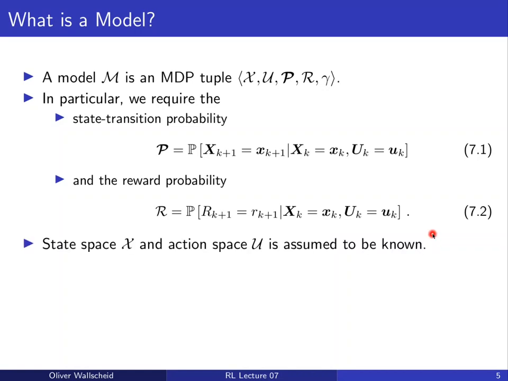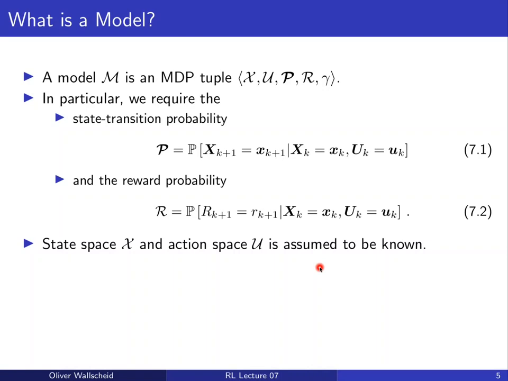As a base assumption, which is trivial but just to mention it, of course we assume that the state space and the action spaces are known a priori, so we know the inputs and outputs of our environment where we can interact with.